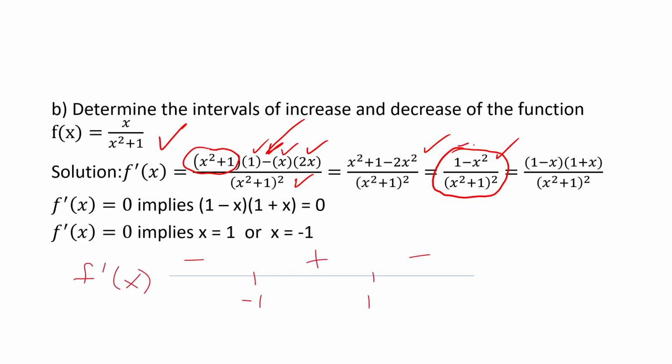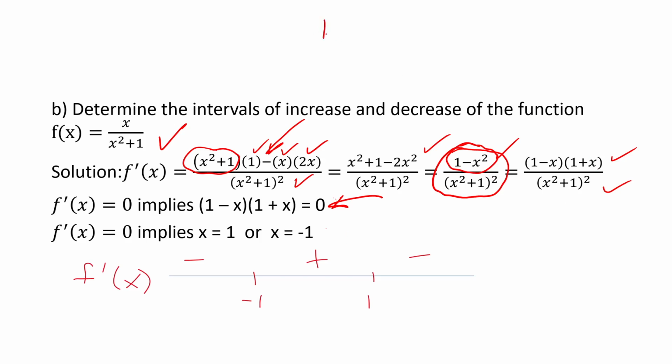Well, we recognize an opportunity to factor that numerator. 1 minus x squared actually is a difference of squares opportunity, and it's 1 minus x times 1 plus x. And of course, we still have the denominator of x squared plus 1 quantity squared. So we're going to set that first derivative equal to 0. If we set the first derivative equal to 0, then that means 1 minus x times 1 plus x is equal to 0.